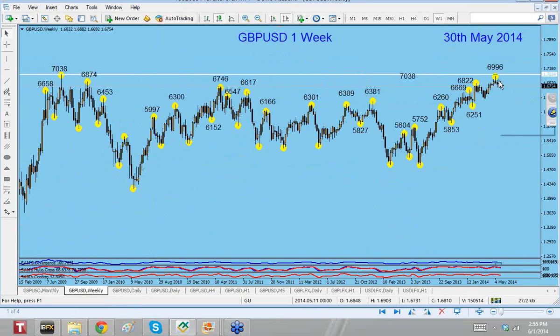So we haven't touched it yet, right? So we may go up a little bit one more time in a ranging condition and hit this thing, the 70.38 line. Or we may just make the turn from here.